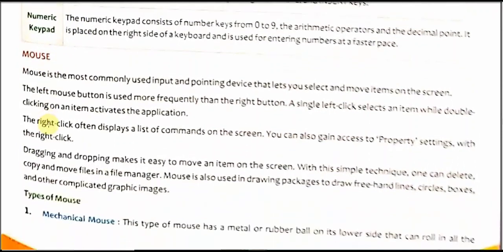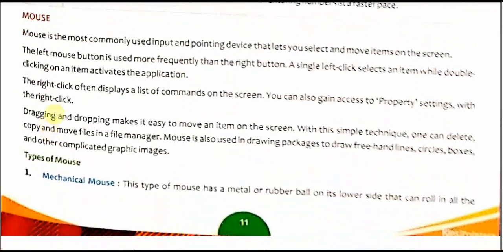Next input device is a mouse. Mouse is very commonly used, and students, you all use mouse. Left click is used more than the right click. Left click, single click, selects the item. Double click activates or runs the item. Right click often displays a list of commands on the screen, and you pick one of the commands. Dragging and dropping is also done with the mouse. There are many types of mouse.